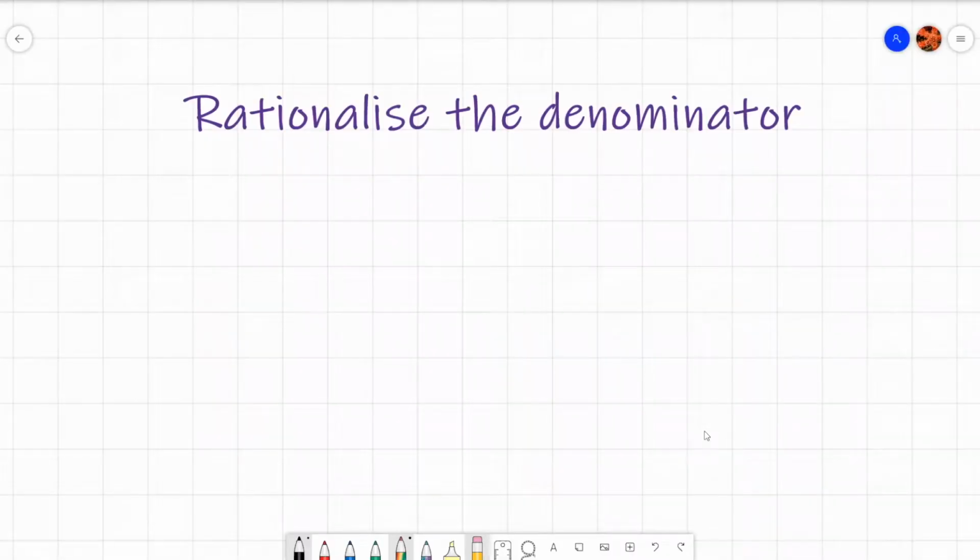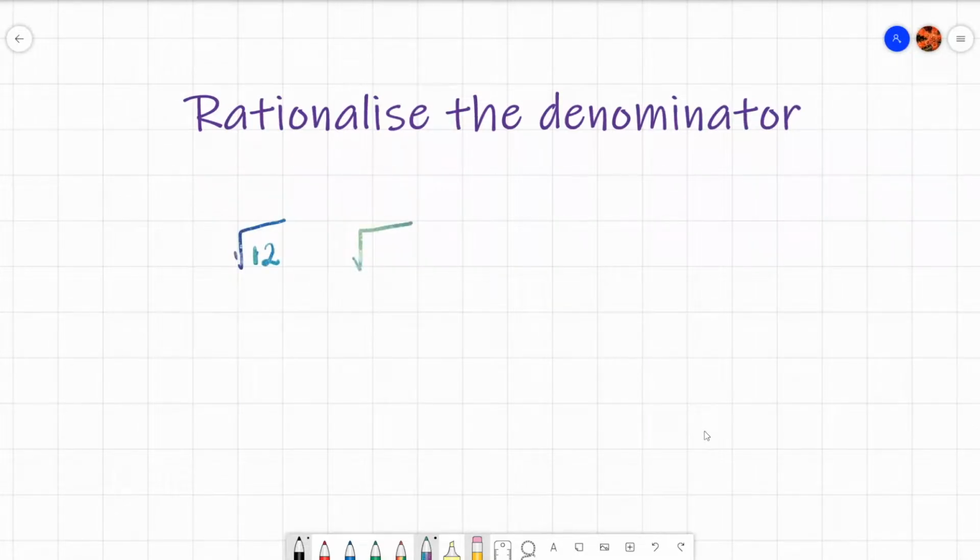Rationalize the denominator. In today's lesson, we will be looking at rationalizing the denominator when looking at surds. So let's have a little bit of a recap about surds. A surd is any number that contains a square root sign. For example, we can have square root 12.